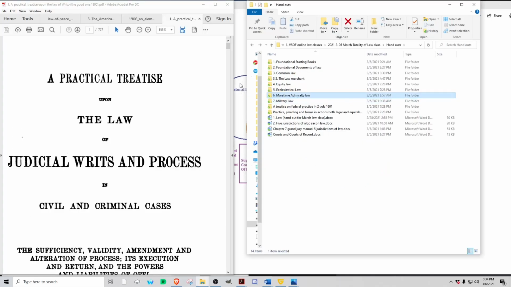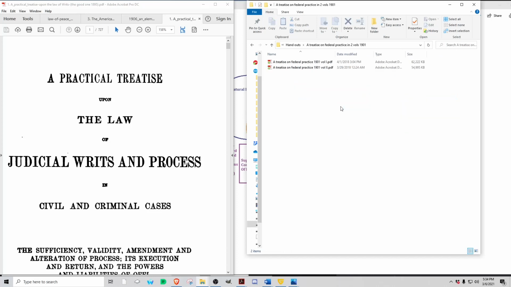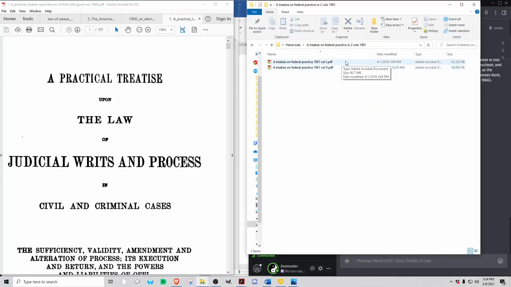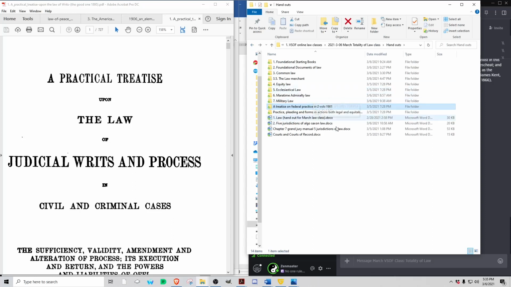Military law we covered. And then I have some other treatises here for you guys on federal practice. The other way that you can think about this map, at least in American jurisprudence, is that there's state law, which is pretty much here, and then there's federal law, which I could probably put like a circle, something like this, where it covers basically everything over here, with the exception of the common law. And so you have state and federal courts. So I gave everybody a treatise on federal practice, so you guys can know what to do in case you ever have to deal with the feds one way or the other.